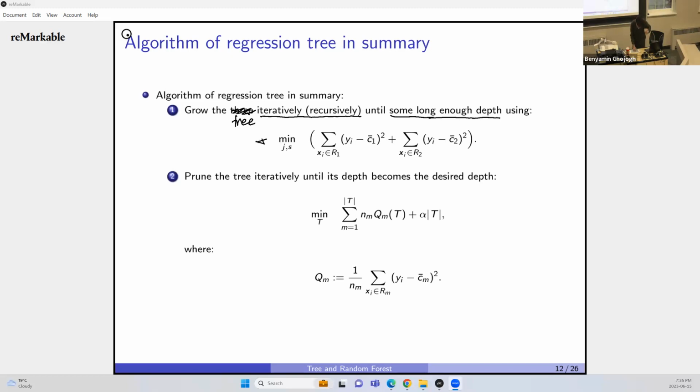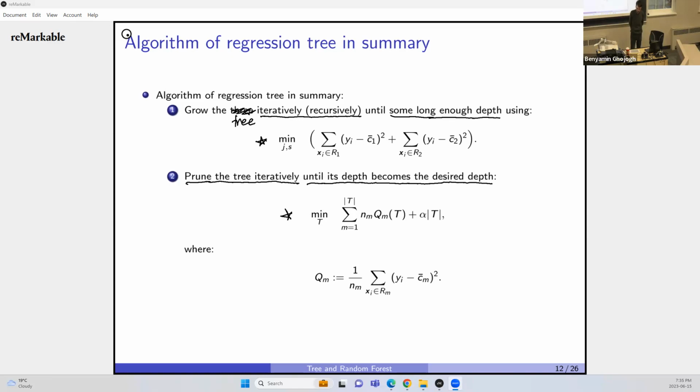Using this, what was this? The local error. So this local error gives us which feature we should split and which threshold, right? At every region, in every region. Then prune the tree iteratively until its depth becomes the desired depth. So grow it and then prune it using the global error.